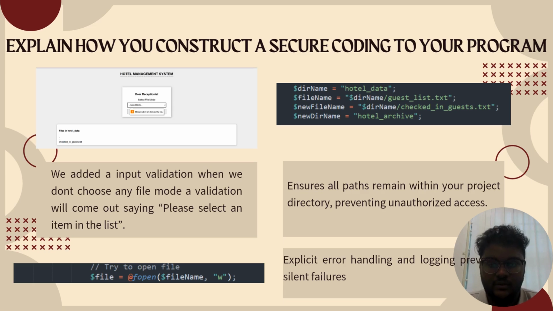Right now, I'm going to explain how you can construct secure coding for your program. So for now, we added input validation for when we don't choose any file mode. Validation will come out saying please select an item in the list. And then there's coding for the hotel data and guest list, which is to ensure all paths remain within a project directory and implement access control. And if someone else tries to open the file, the code only allows authorized file names, with explicit error handling and logging to avoid silent failures.